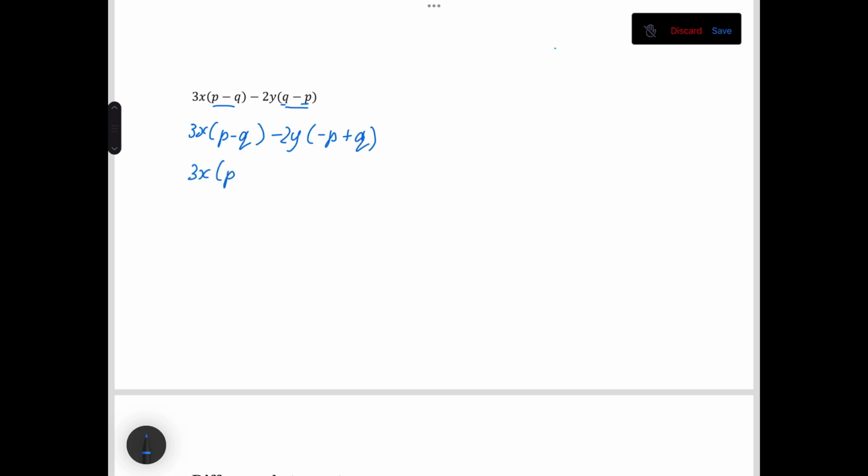Time to manipulate numbers. Right, so we take out the negative sign as a common factor. That gives me plus 2y. So it changes the value in front of the bracket. And then inside of the bracket, it will be p minus q. So the p is positive now, and the q is negative. And now we know the rule. If brackets are repeated, we only write it down once. Okay, let's write it down once. P minus q. And then the coefficients we write in the next bracket. So that's going to give me 3x plus 2y.